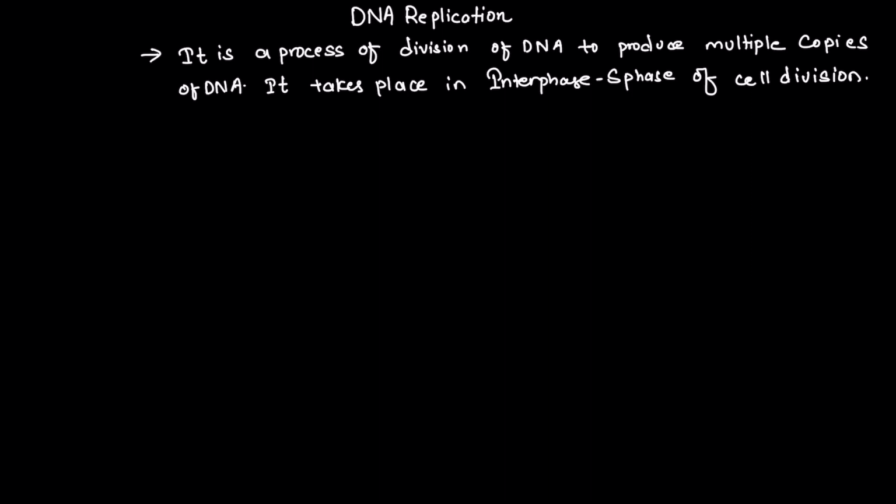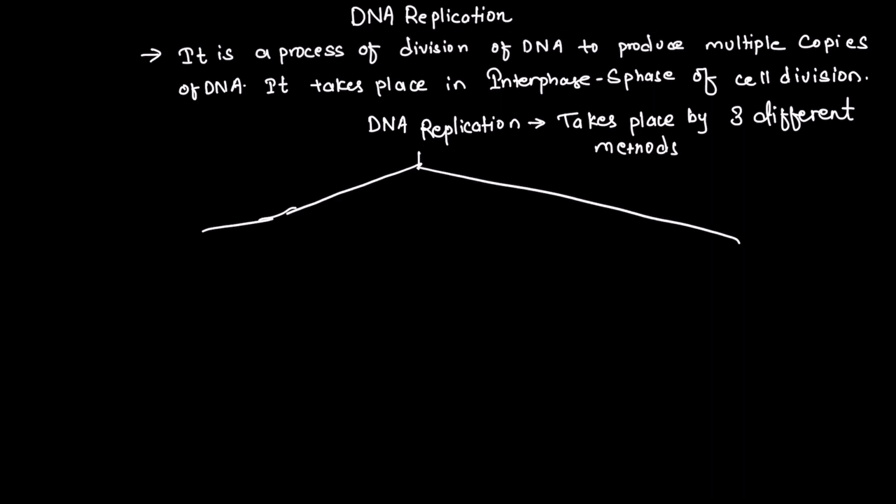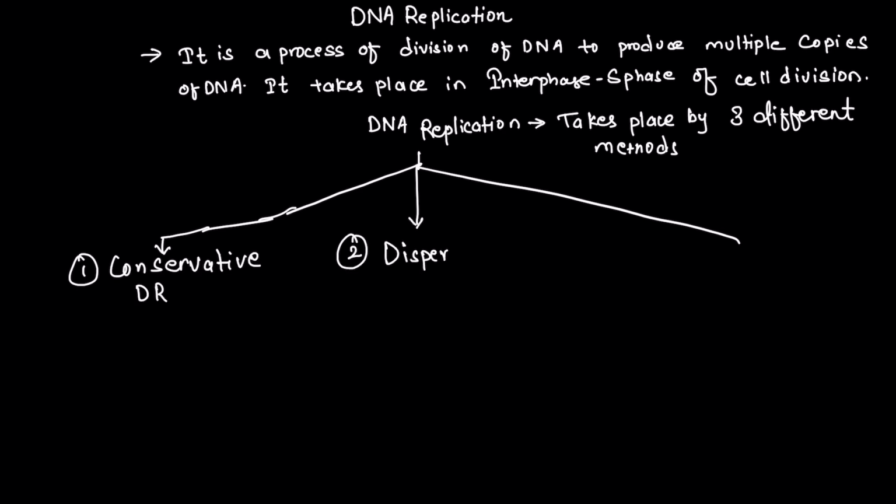Now, what we have to understand is that DNA replication takes place by three different methods. The first method being the conservative DNA replication. The second model being the dispersive DNA replication method, and the third model being the semi-conservative DNA replication, right?